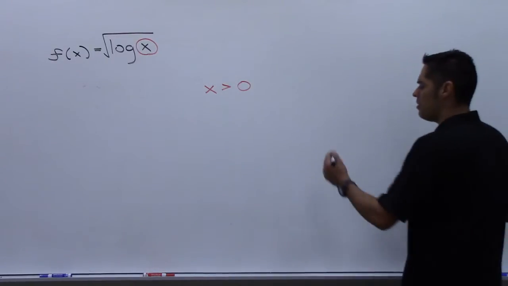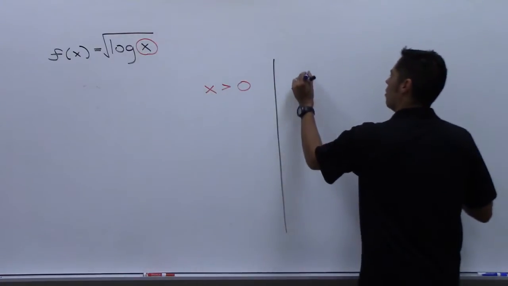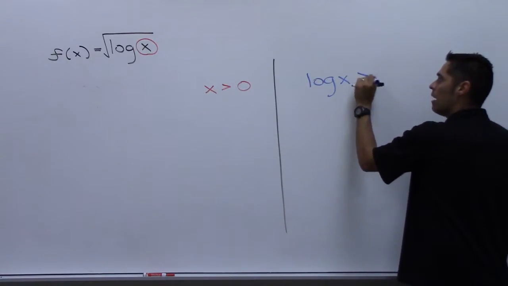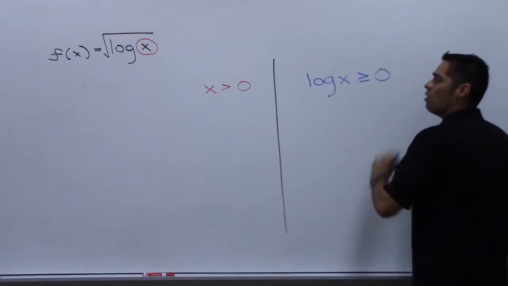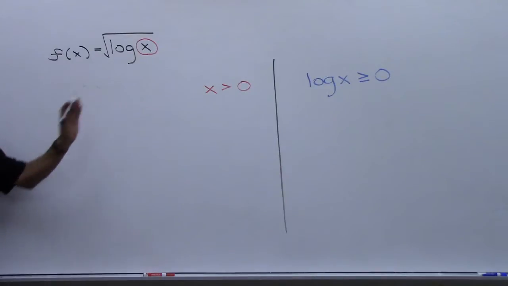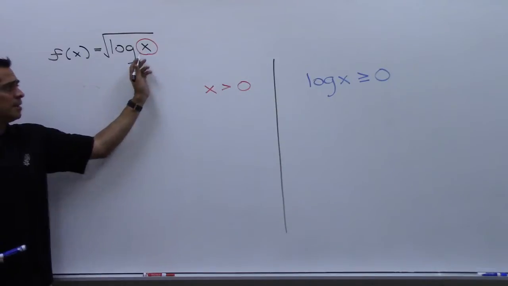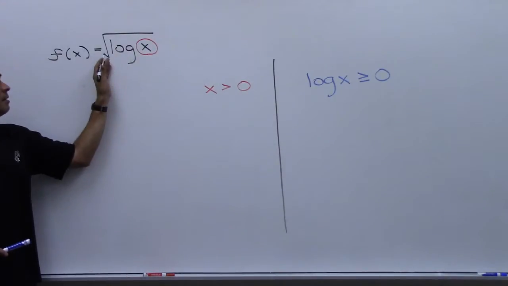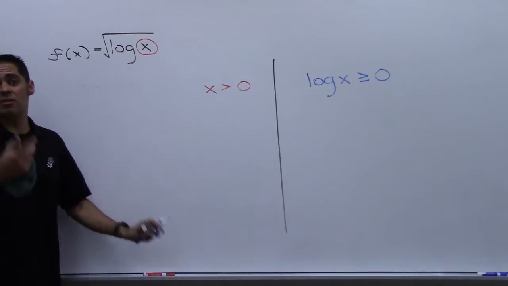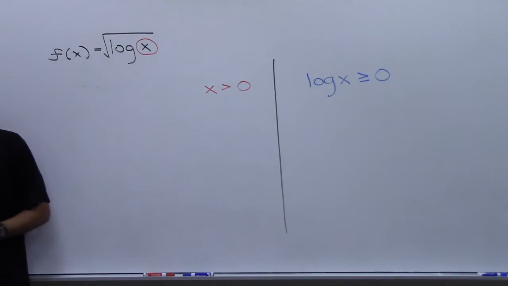But we also have this other condition that we need to make sure holds up, and that is that the log of x must be greater than or equal to 0, or else I won't be able to take the square root of it. This part deals with what I can and can't plug into the log, but this is dealing with the fact that once I do it, what comes out has to be square rooted, so it has to be 0 or bigger.